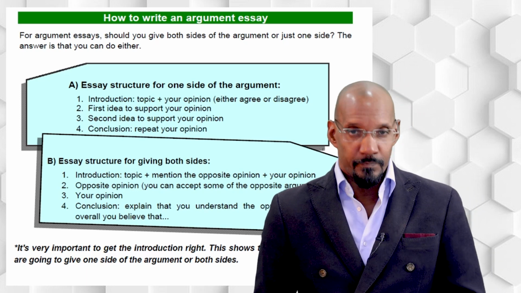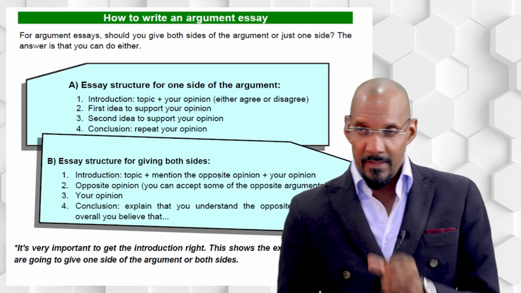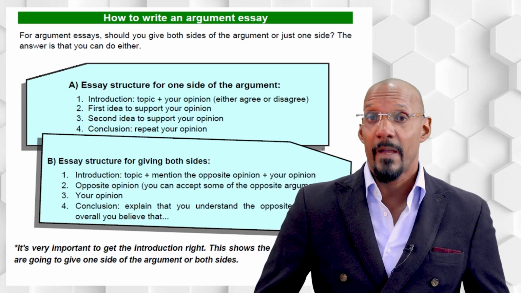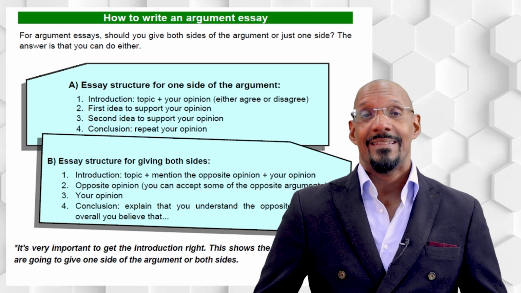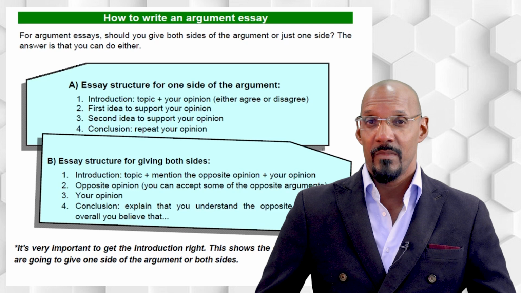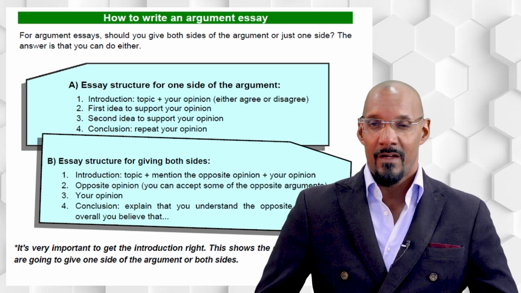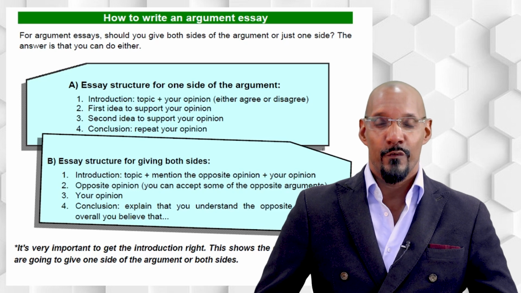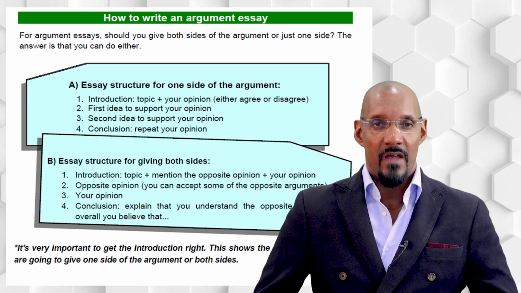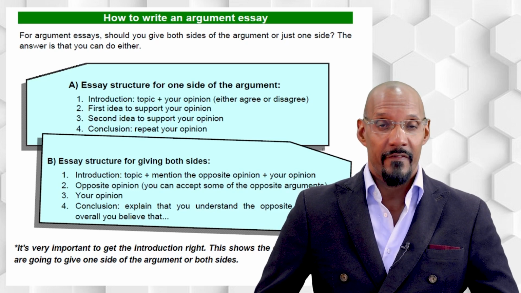So, in paragraph 1, sorry, let me go back. So, we've got 2 types of paragraphs. We've got a paragraph where we write a one-sided argument, and we've got a paragraph where we write a two-sided argument. Now, here the numbers are 1, 2, 3, and 4 for both essay types. Think of each number as a paragraph. So, in both, you have 4 paragraphs.